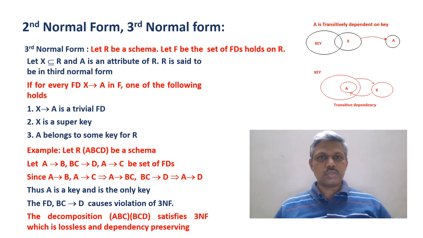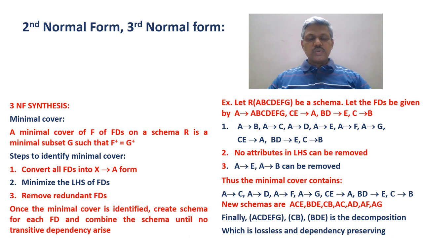So this condition holds. Once we identify a schema that is not in 3NF, to convert it into 3NF there is a process called 3NF synthesis, where we start with the set of functional dependencies and then find the minimal cover for the given set of functional dependencies. A minimal cover is a proper subset of the given set of functional dependencies such that the closure of F is equal to that of the minimal set.